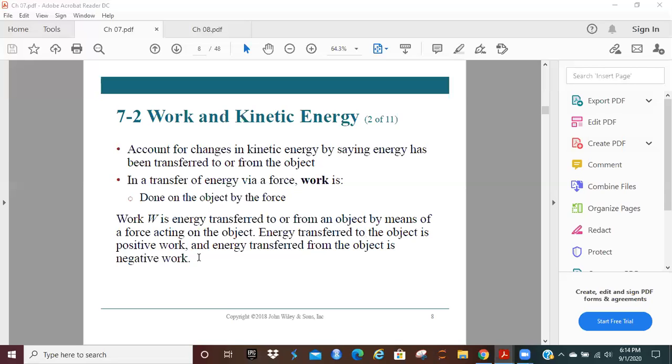Energy transferred to the object is considered positive work. Positive work, you can just assume that you gain energy with it. And anything you lose energy with is going to be considered negative work.